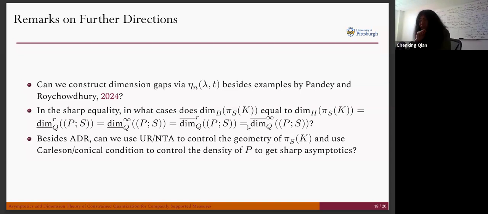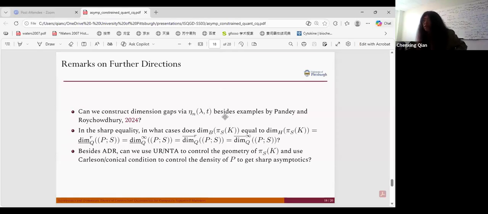And third, because in the proof we use the spirit of the ADR, can we impose some more natural conditions like UR and NTA, which can control the geometry of pi SK? And can we extend this proof to some more meaningful settings in harmonic analysis and PDE in this case? Okay, so this is the end of my presentation.